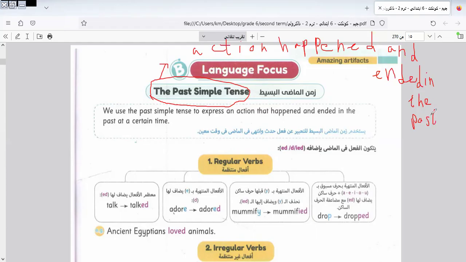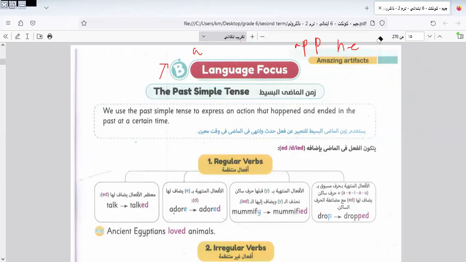And ended in the past. Okay. What do I use this tense for? For narrating. What is the meaning of narrating? Telling the stories that happened and ended. I'll give you an example.